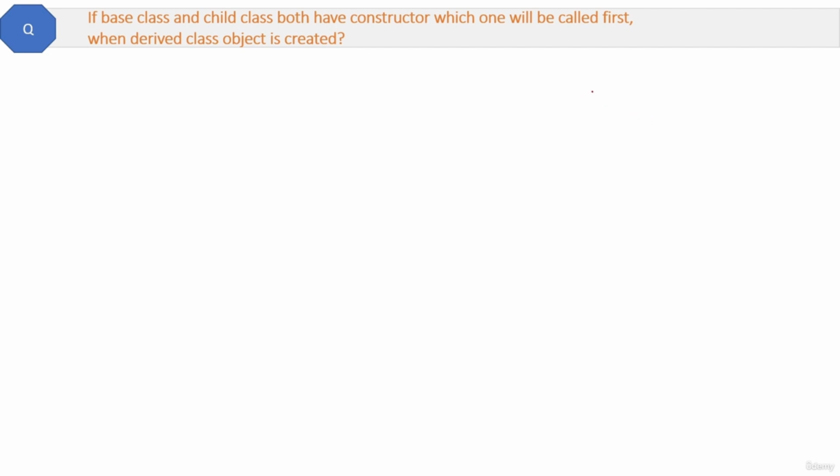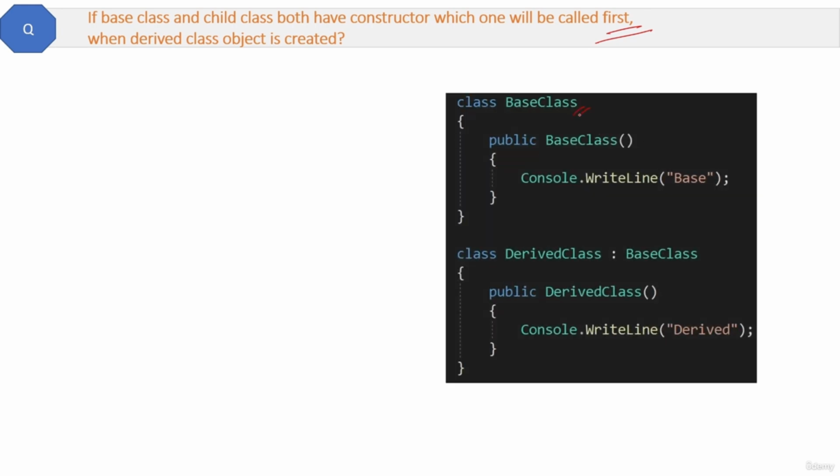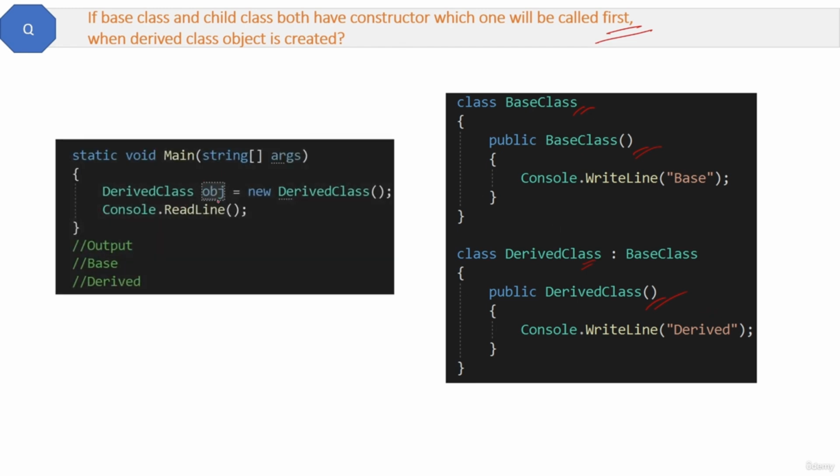If base class and child class both have constructors, which one will be called first when a derived class object is created? We have a base class and derived class and both have their constructors, right? Now when you create the object of the derived class like this, then see, first the base class constructor will be fired. Short and sweet answer.